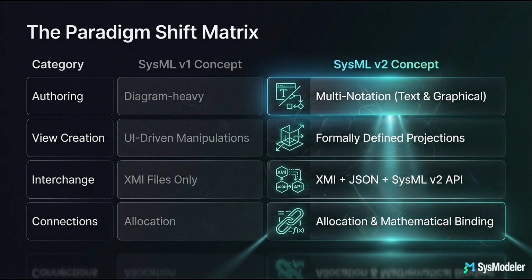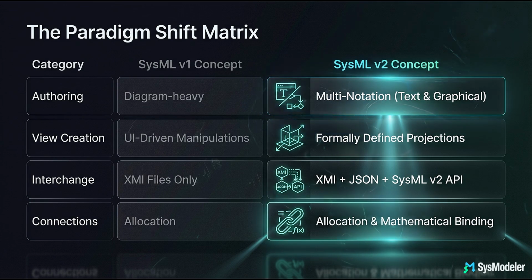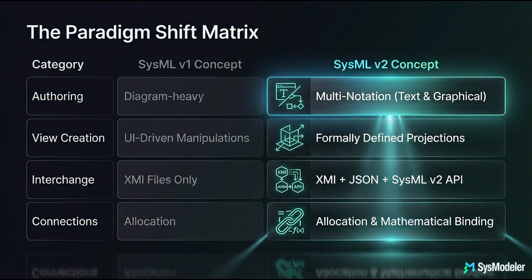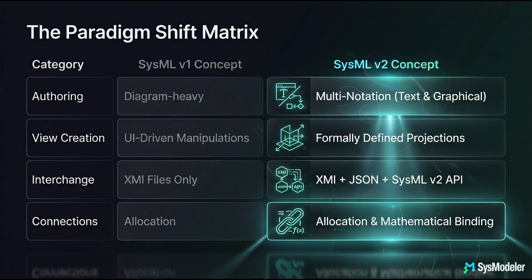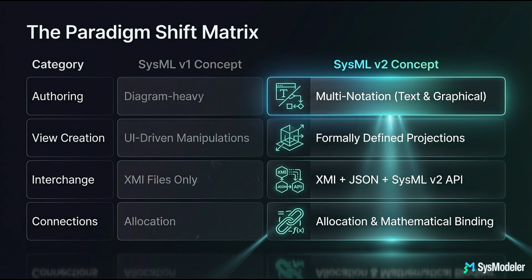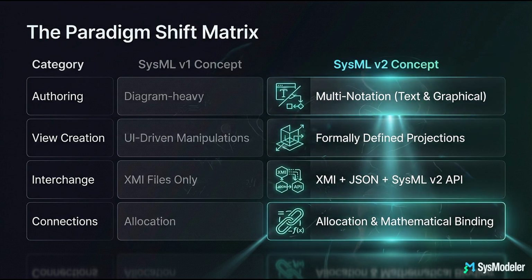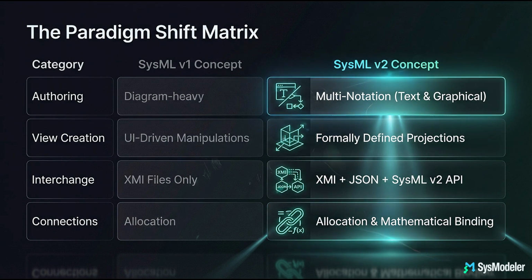We also have not thrown out XML files. While the new textual syntax is human-readable, SysML v2 still fully relies on XML and JSON for tool interchange, and utilizes a powerful standardized API for repository management rather than just relying on standard software version control.